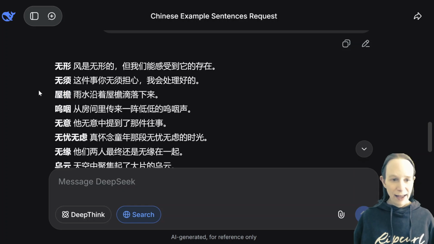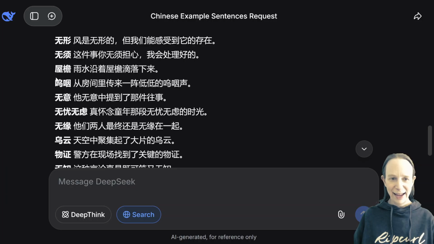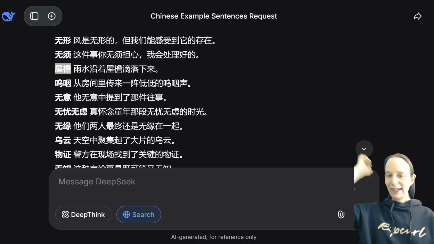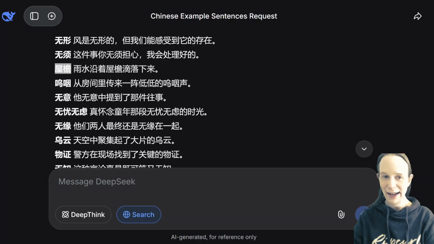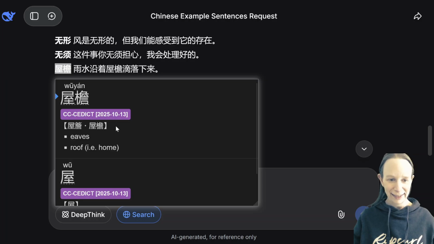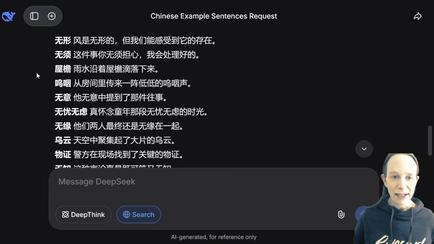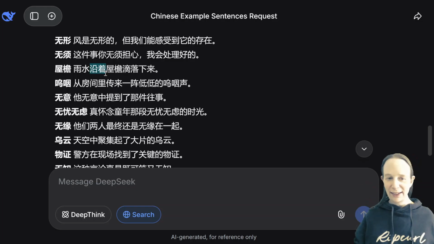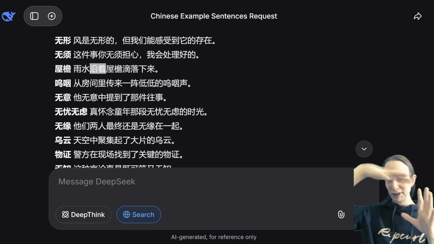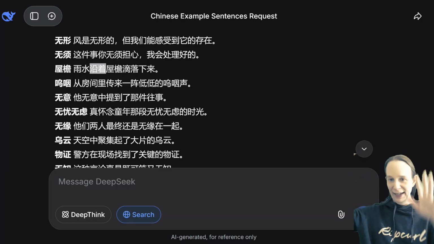Anyway, Yan, it's Yan, right? This is eaves, like on your housing. So the rain doesn't drip next to your, I don't know, windows. Yan. I don't know this one. Oh, maybe it's 屋顶和檐, kind of combines them. 雨水沿着屋檐滴落下来. So 沿着, the rainwater is following the eaves and dripping off.